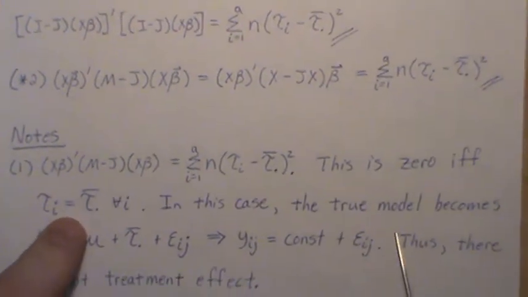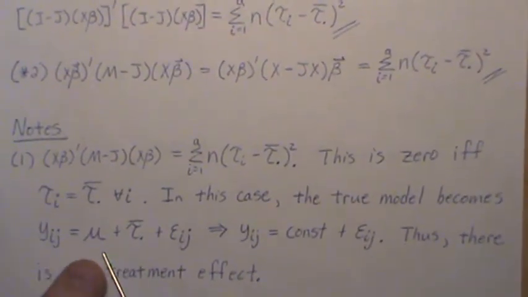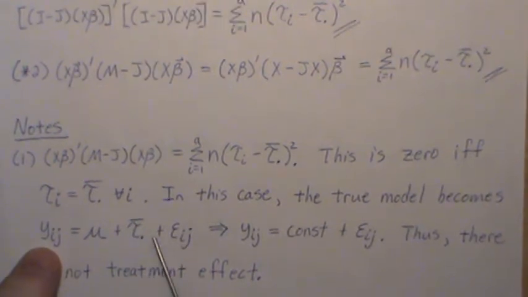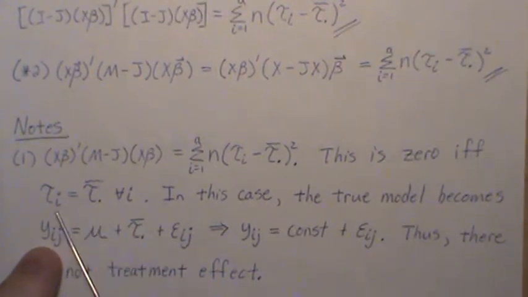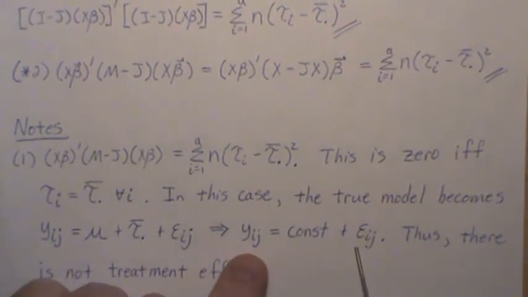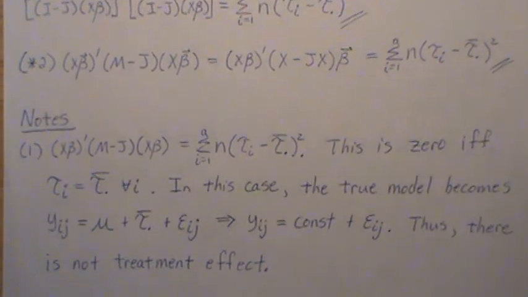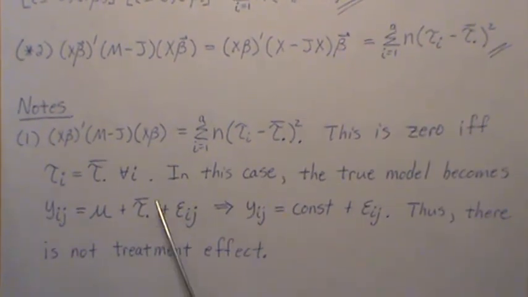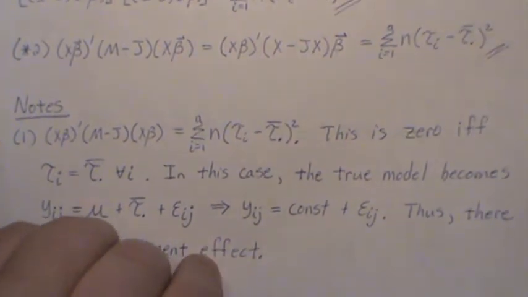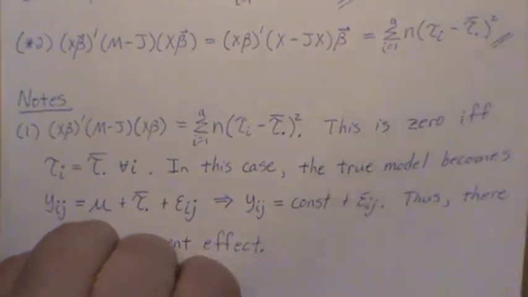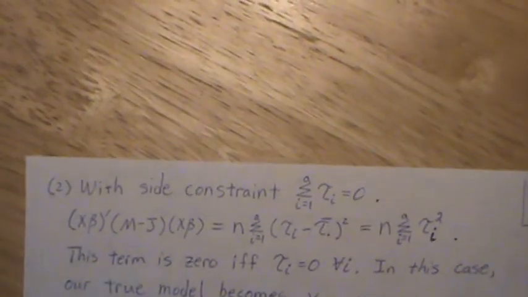So in this case, the true model becomes, remember this is our original model, but this is just a constant, right, if they all equal. So we can just lump it into this constant. So we're modeling a constant plus some error. And so thus, there's not a treatment effect. Now this concept will come into play in, I think, part 5 when we look at f-tests or confidence intervals.